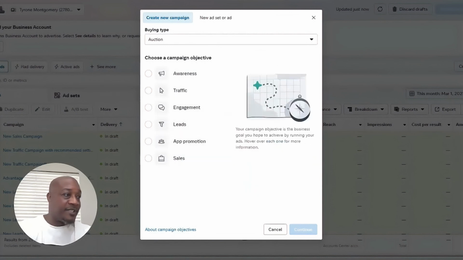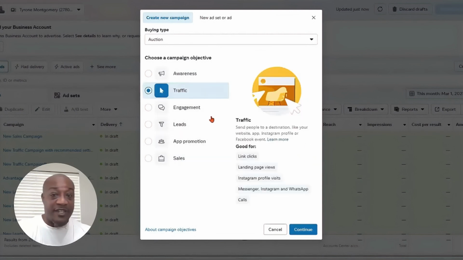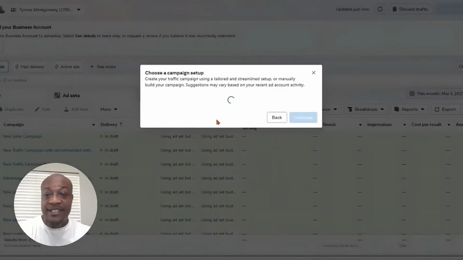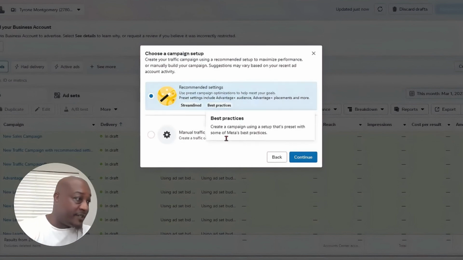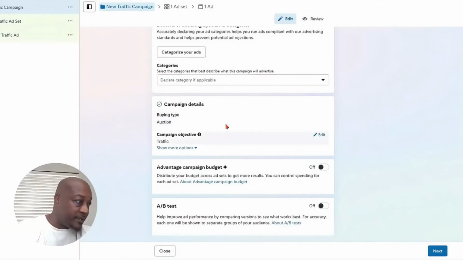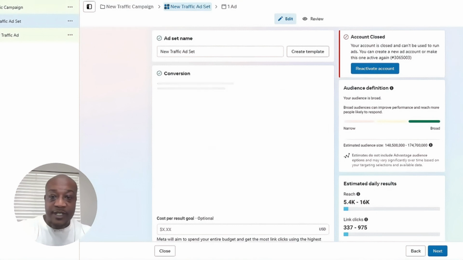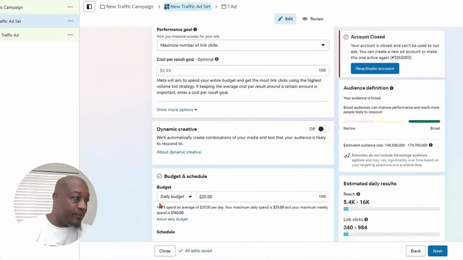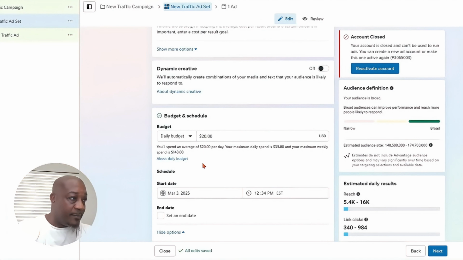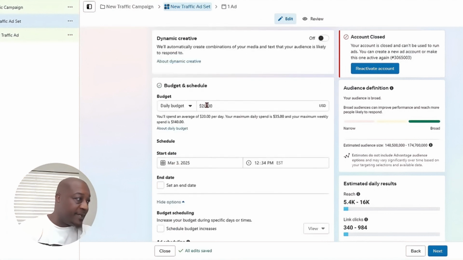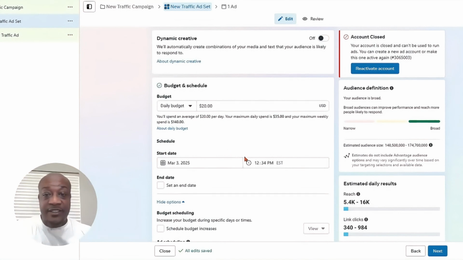So for example, I'm just going to click on traffic because we're trying to drive traffic to the website. Once we get into the website, then we can collect their name, phone number, and email address. I'm trying to skip past some of this because I'm not trying to show you how to run a campaign. I'm trying to show you how to find your budget for advertising. And this is where we're going to put our price, right here, budget and schedule. Mine is already set at $20, but $20 is what you want to put in here for your daily budget.